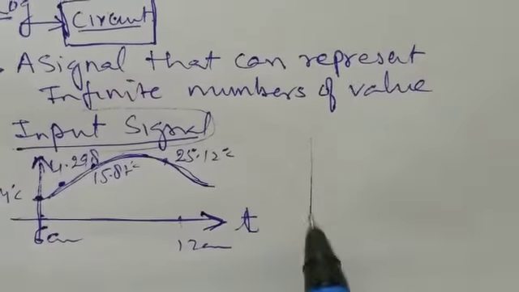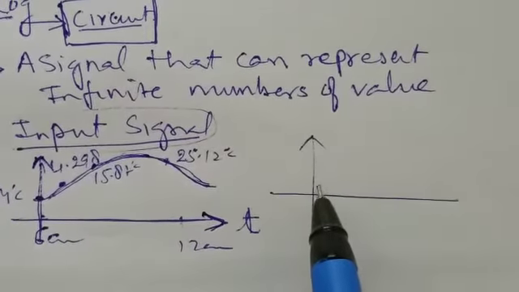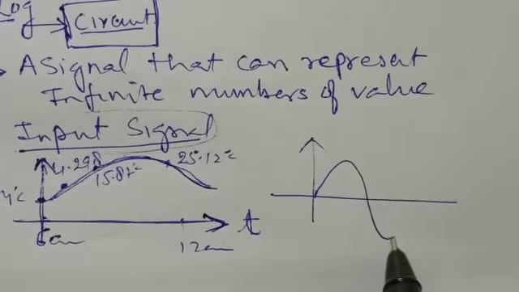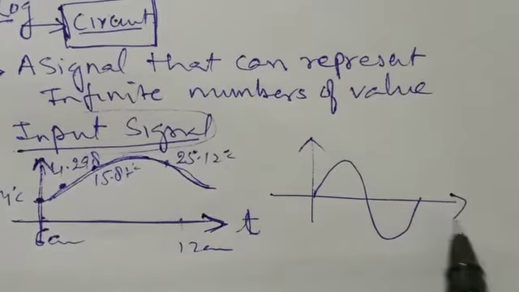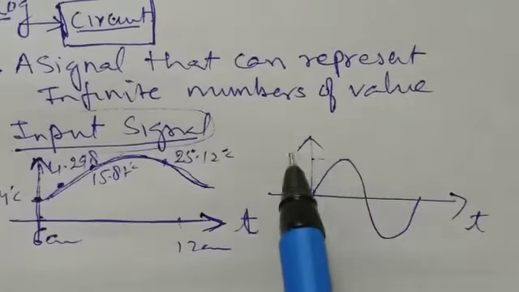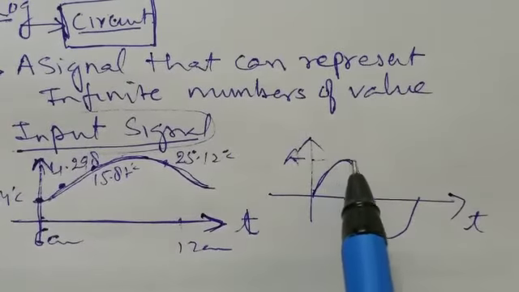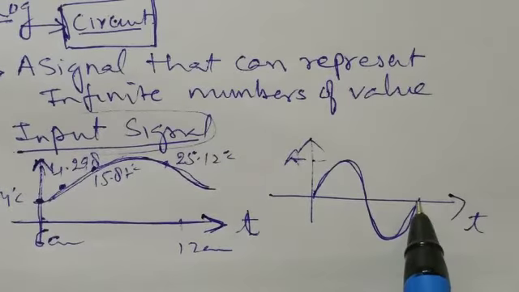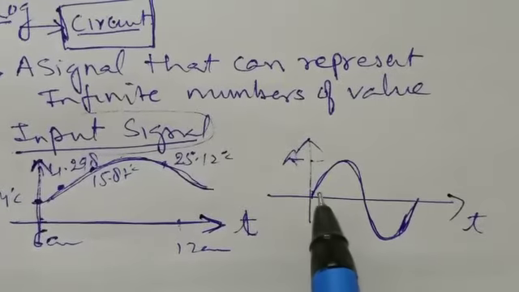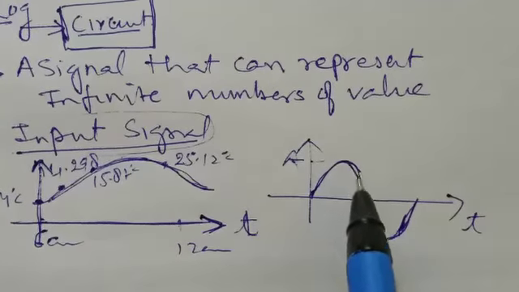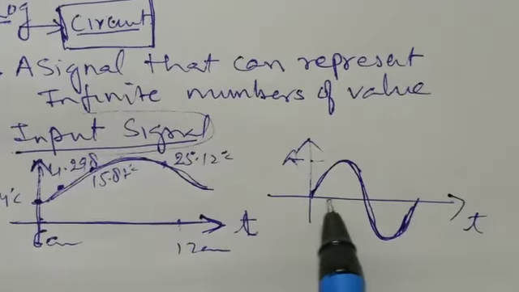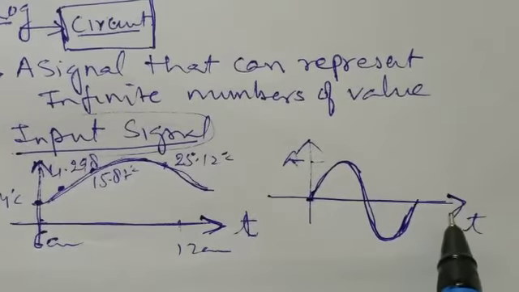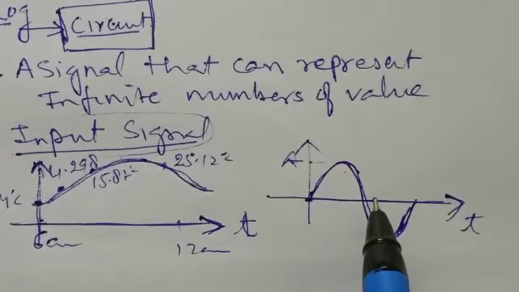Similarly, one more example. Suppose we are well known about the sine wave. This is, suppose, time and this is its amplitude. Again it is also an analog signal. This signal is representing the amplitude of some behavior, some energy with respect to time in analog manner.